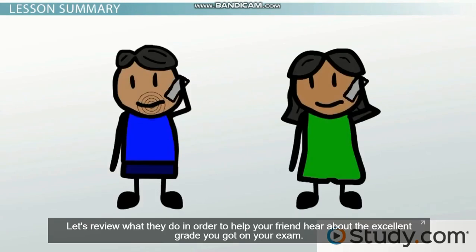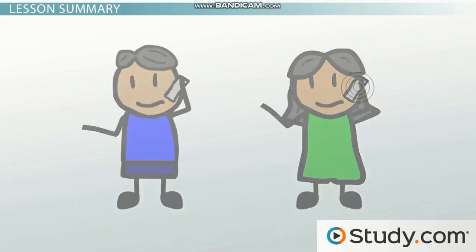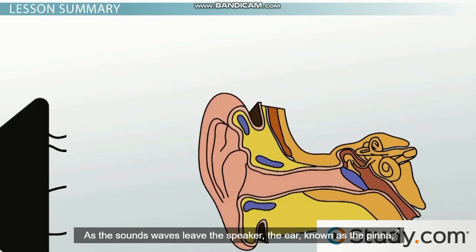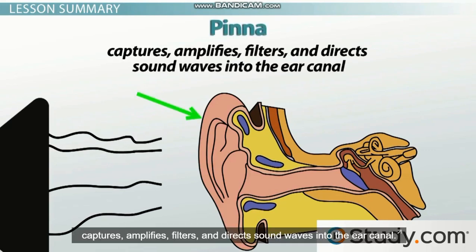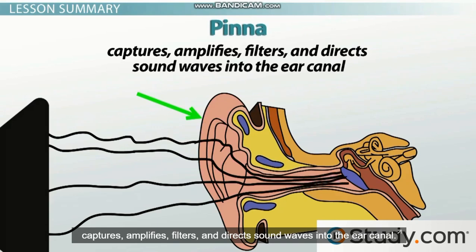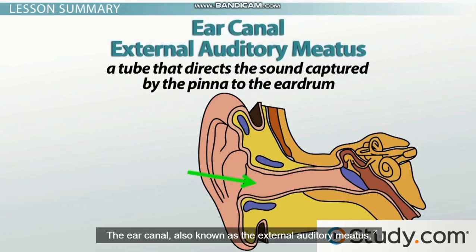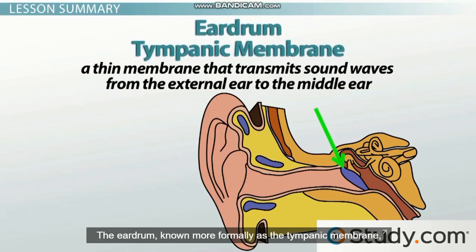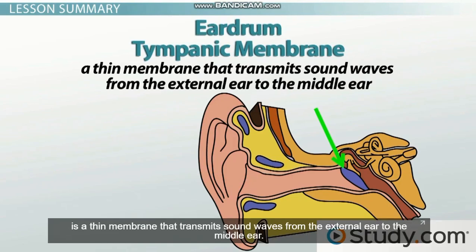Let's review what they do in order to help your friend hear about the excellent grade you got on your exam. As the sound waves leave the speaker, the ear, known as the pinna, captures, amplifies, filters, and directs sound waves into the ear canal. The ear canal, also known as the external auditory meatus, is a tube that directs the sound captured by the pinna to the eardrum. The eardrum, known more formally as the tympanic membrane, is a thin membrane that transmits sound waves from the external ear to the middle ear.